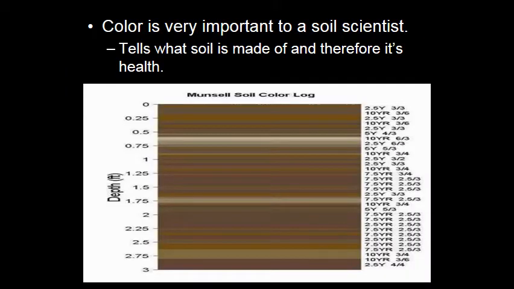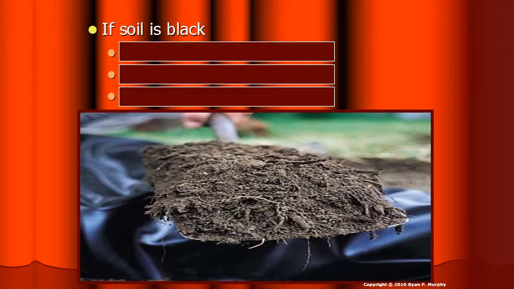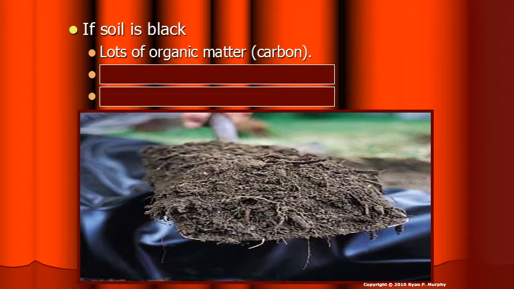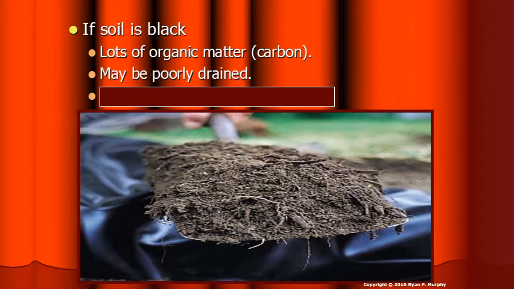Color is going to be really, really important to understanding the health of the soil. So if the soil is black, that means it has lots of organic matter in it. Organic matter mostly is made of carbon, and carbon is like charcoal. It's like the graphite that's in your pencil. It's mostly a very dark black kind of color.